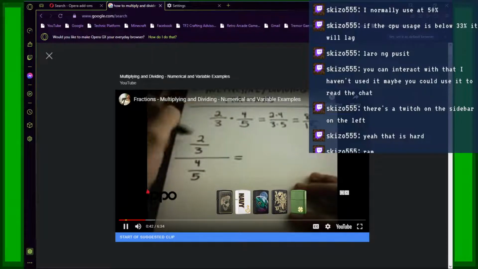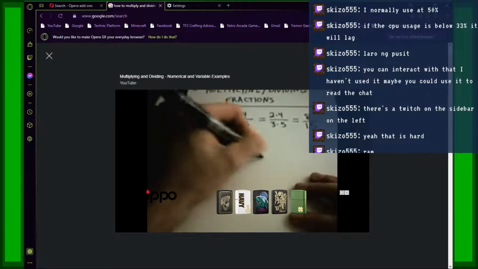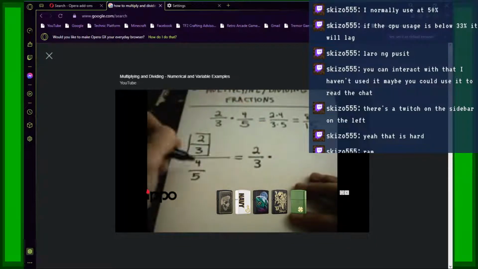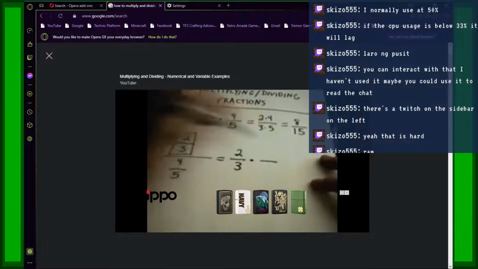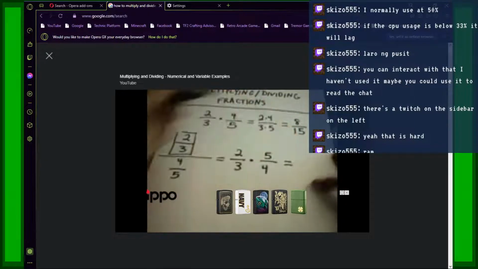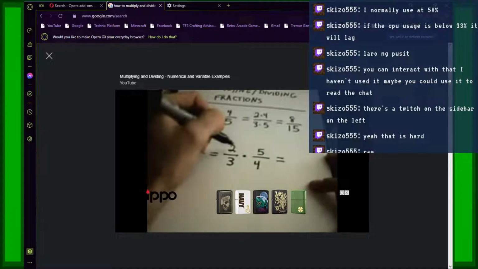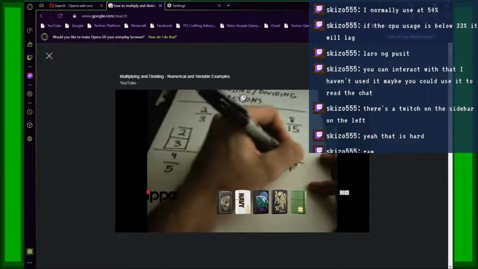When you divide fractions, you leave the top one alone. Write it down exactly like it was, and then you multiply it by the flip of the other fraction. So I had 4/5 to begin with. I'll have 5/4 at the end. And I could just multiply straight away. 2 times 5 is 10. 3 times 4 is 12.